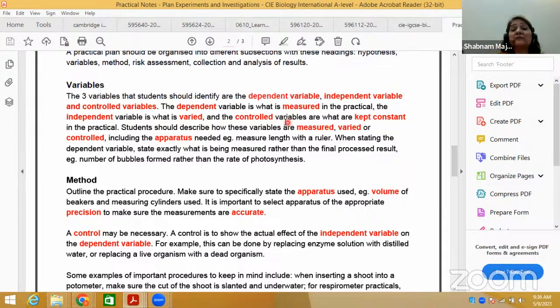As I said, control variables are what are kept constant in the practical. You should know how to control any variable. Students should describe how these variables are measured, how these variables vary, or how these variables are controlled, including the apparatus needed. Apparatus is very important. For example, measuring length with a ruler, I already mentioned. You should have a millimeter ruler.